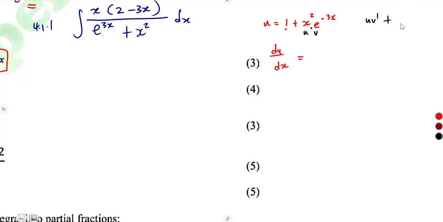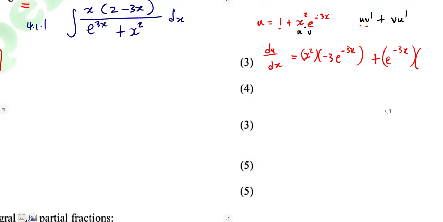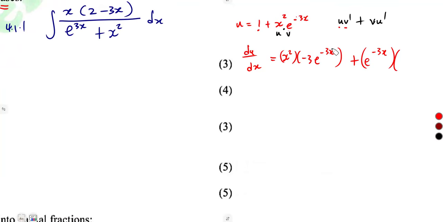Remember the formula. Our u is x squared, so that is x squared times the first derivative of v. We simply drop the power, and the exponential remains as it is, plus our v, e to the exponent of minus 3x, times the first derivative of u, which is simply drop the power, that's 2x.